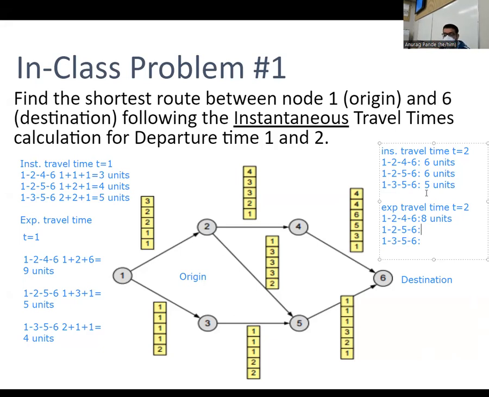Now do experience. I just did 1, 2, 4, 6. I didn't want to do the other two, but let's see. 1, 2, 4, 6, 8 units. Does that look right? Be very careful because I might have made a mistake. So if you're not getting 8, please raise your hand. We need to make sure that this is correct. If you're getting 8, then we are in good shape.